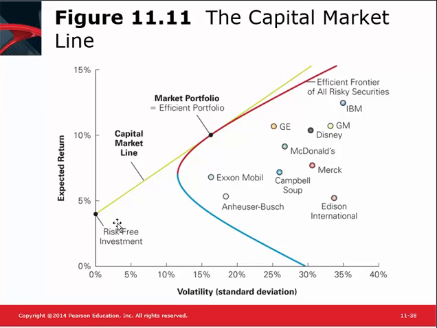Where are people going to choose to be? It depends upon them. They're going to be somewhere on this line is where they're going to pick their investment opportunities. But nobody's going to have individual stocks. Nobody's going to have any portfolio of these individual stocks. It's all going to be a combination of just two things. This risk-free asset, either investing long or short, and then they're going to buy this market portfolio.